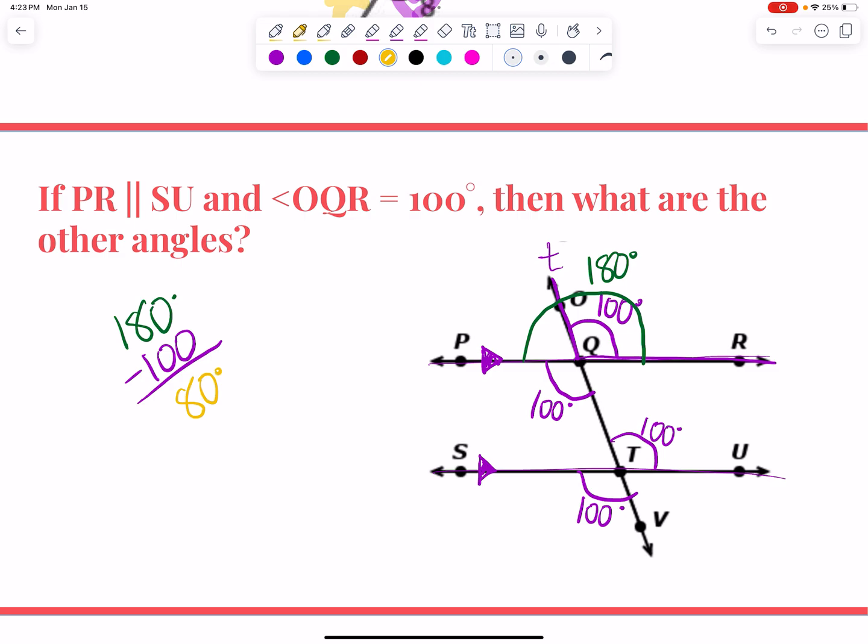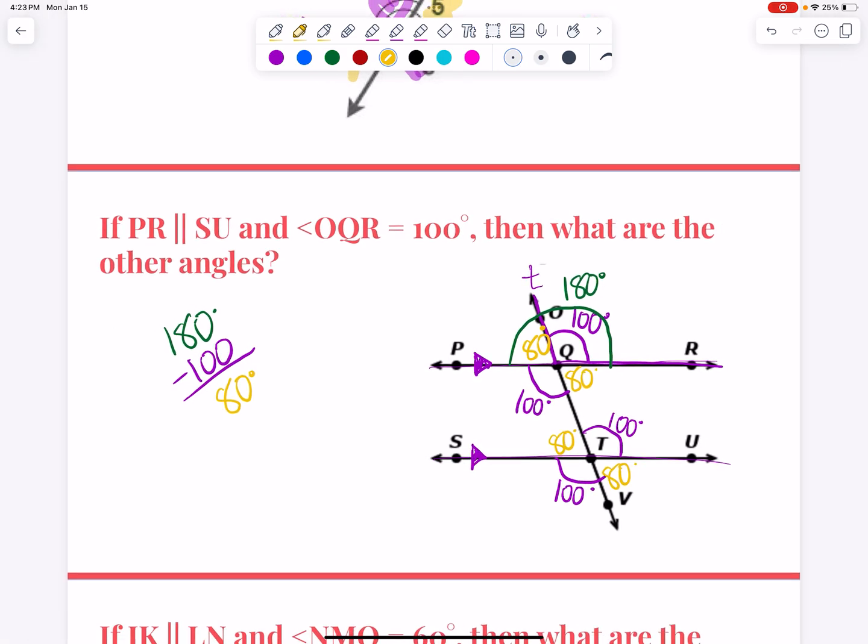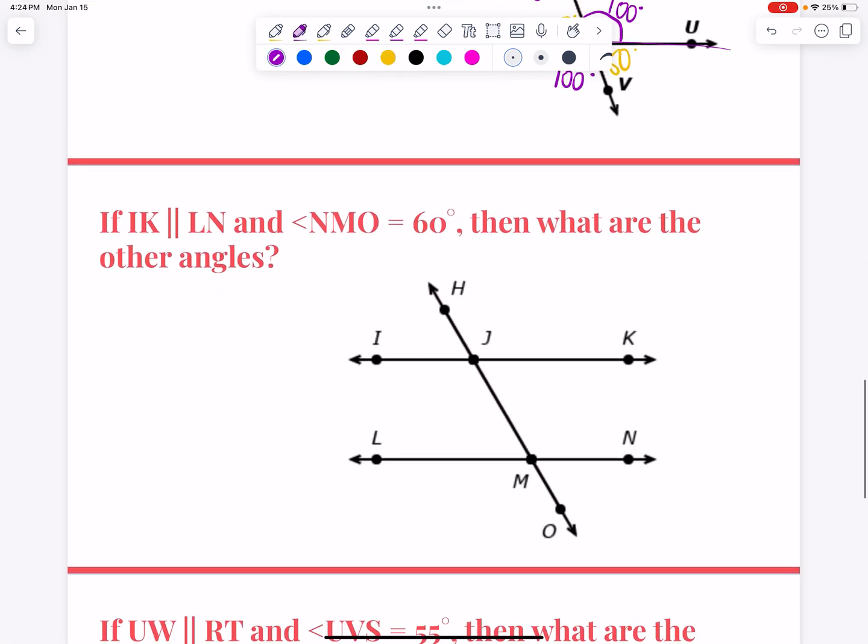That gives me 80 degrees, and I get to fill that in for all of the other acute angles. So all 4 of those acute angles are 80 degrees. All 4 of those obtuse purple angles are 100 degrees. Okay, let's do that again.